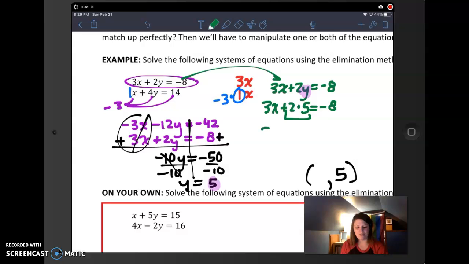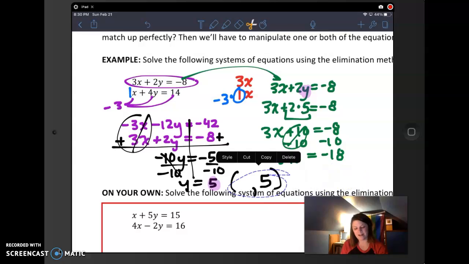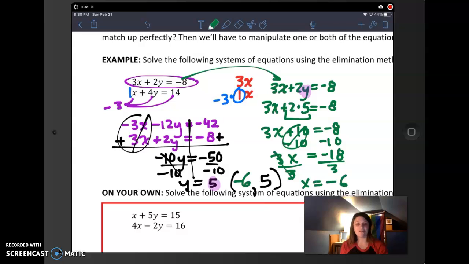So remember, you want to multiply before you solve. Now it's just a two-step equation, minus 10 from both sides. We get 3x is equal to negative 18. Move this out of the way here. And we're going to divide by 3. Divide by 3. We get x equals negative 6. And there's our answer there.